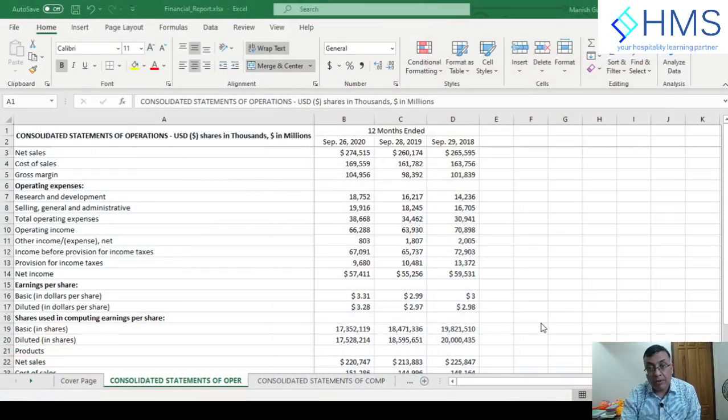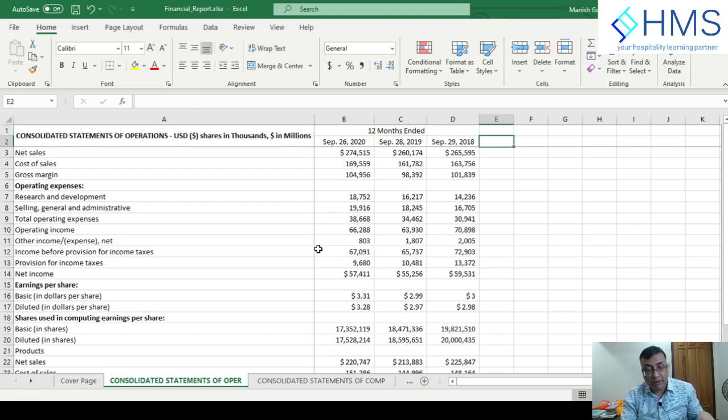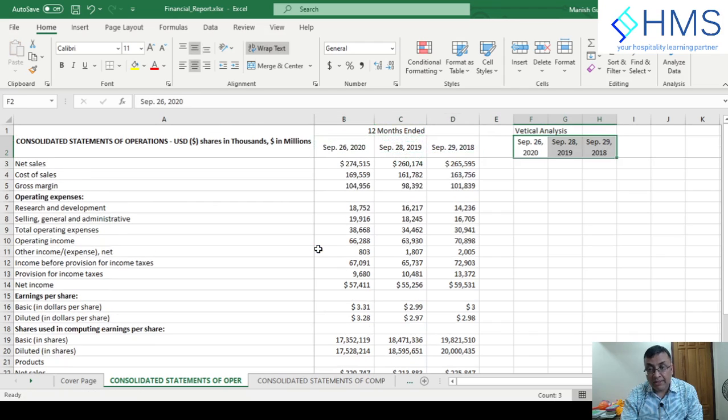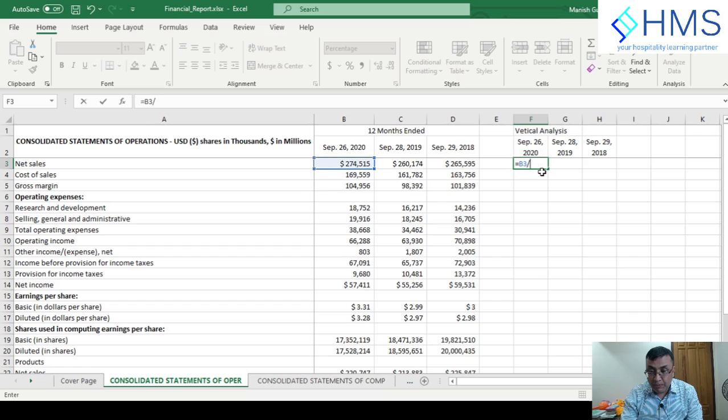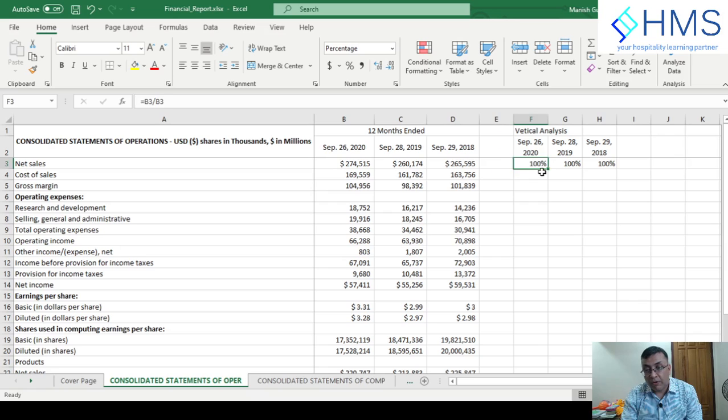So the first thing that we normally have to do is download the P&L into Excel, which we saw in our earlier videos how to do. The next step is to carry out a vertical analysis of the financial statements. To calculate the vertical analysis, we bring it to a common size, which means we divide every line of the P&L by the total sales, and we do that for all the years.